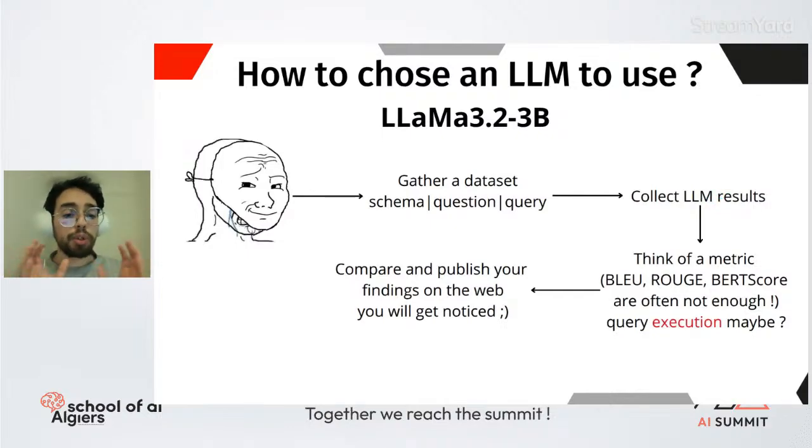And the most known metrics are not sufficient. BLEU, ROUGE, BERTScore are just ways to assess the semantic similarity for BERT, and BLEU and ROUGE for the lexical similarity of text. This is not sufficient. You need to think about metrics. For example, in this use case, we can execute the original Cypher and the LLM generated one, and then compare the results. If the results are the same, then it's a good generation. For example, it can be just like this.